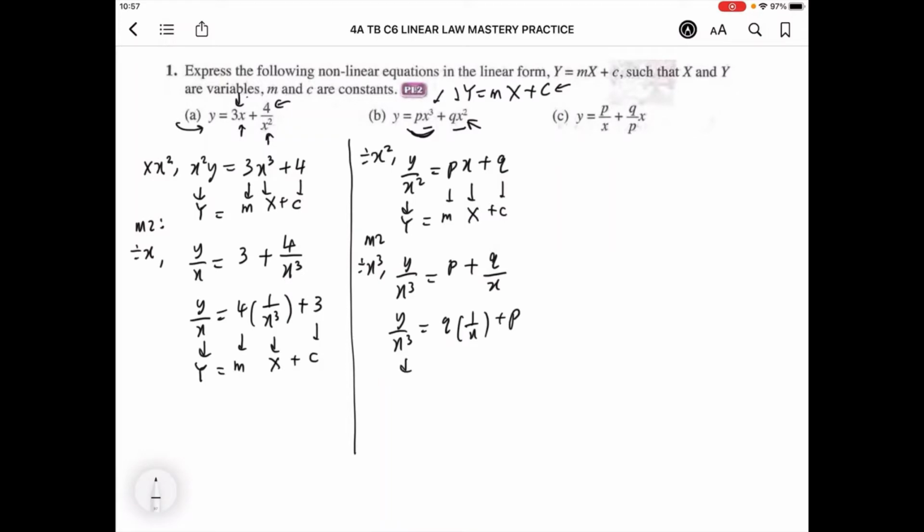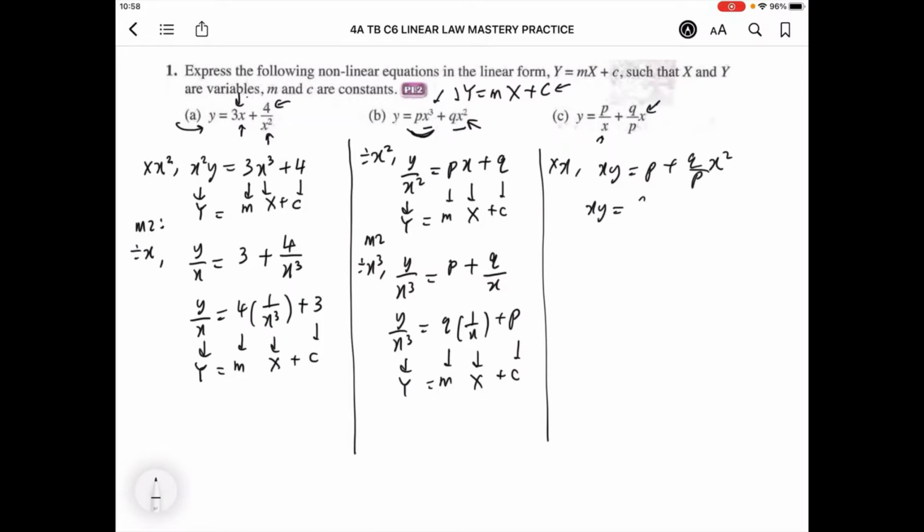So this is y equals mx plus c, right? Is it necessary to draw this arrow to label y equals mx plus c? It's actually not necessary, but I just want to show you clearly which one is your gradient, which is your y-intercept, and so on. Okay, for C, again, I have x over x and x, so we can maybe times x, you get xy equals to p plus q over p x squared. And when you rearrange this, put q over p first, x squared, and put the p last, right? So this will be your big Y, this is your gradient, this is your big X, and this is your C. So by plotting xy versus x squared, you will get a straight line.